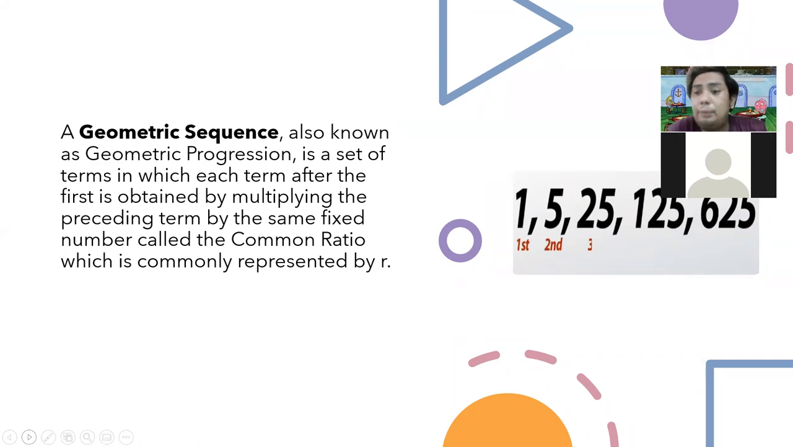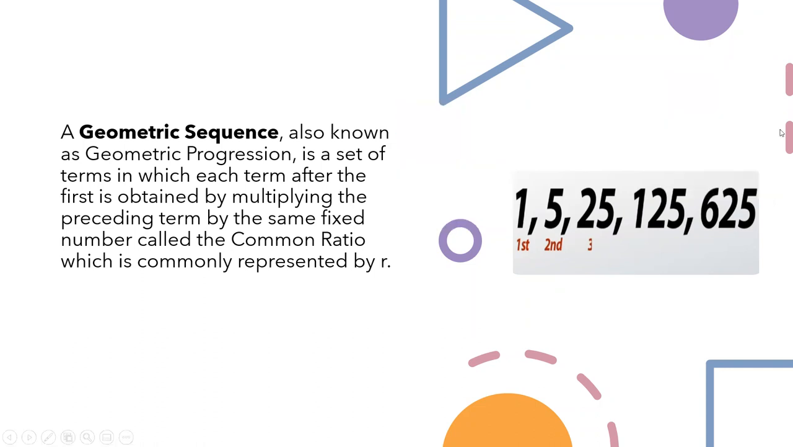In the arithmetic sequence, we add a certain number called the common difference. But this time, when we talk about geometric, it's multiplication. We multiply by a certain fixed number that we call the common ratio. So I have here an example of a geometric sequence, which is 1, 5, 25, 125, and 625. Let's observe this.